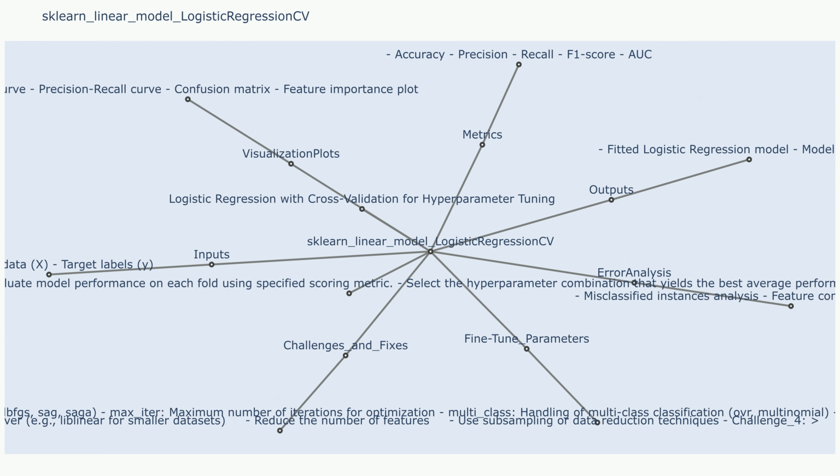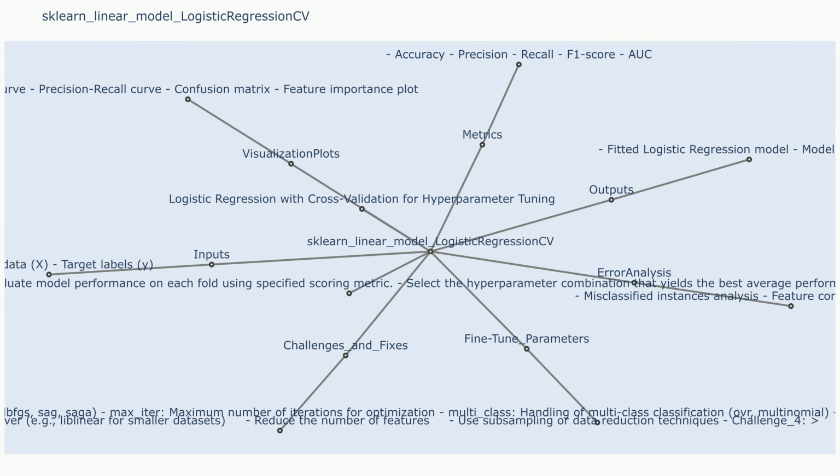Regularization techniques like L1 and L2 regularization can help to reduce the influence of irrelevant features and mitigate overfitting in high-dimensional datasets. Challenge 5. Computational complexity training.